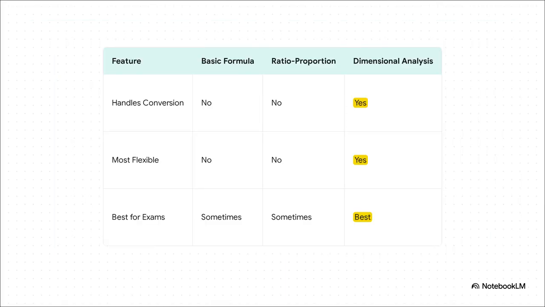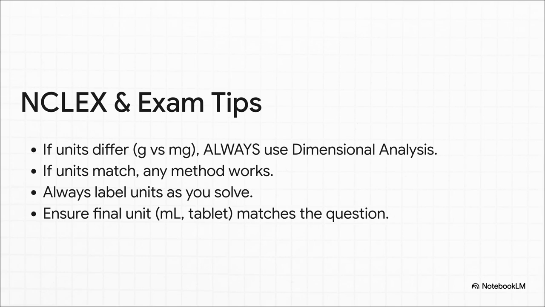I mean, this chart really says it all. Can it handle unit conversions? Only dimensional analysis gets a yes. That's what makes it the most flexible. And that's why, critically, it is the best method for exams like the NCLEX. It forces you to show your work and track your units, which makes it so much harder to make a simple, silly mistake.